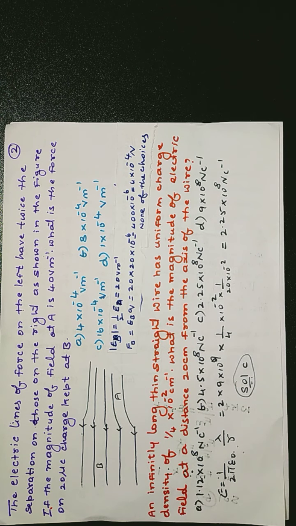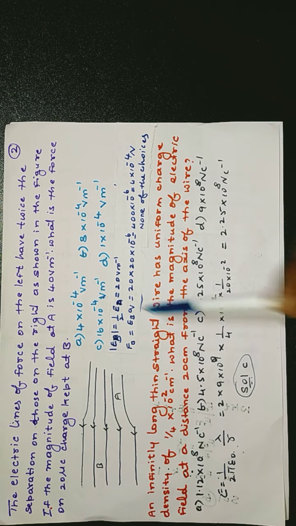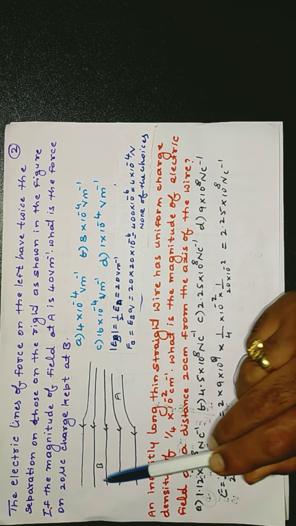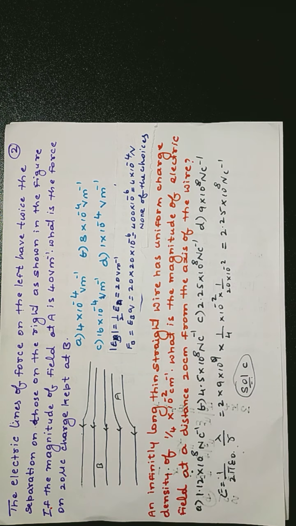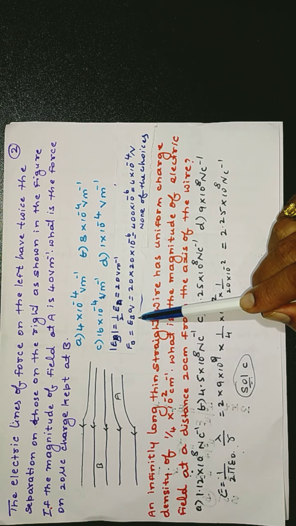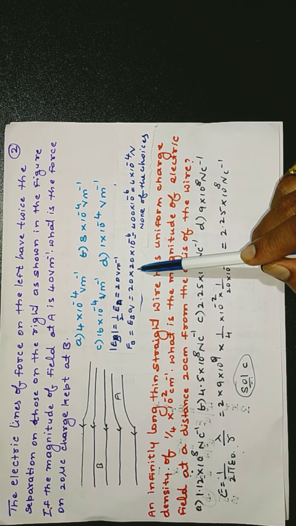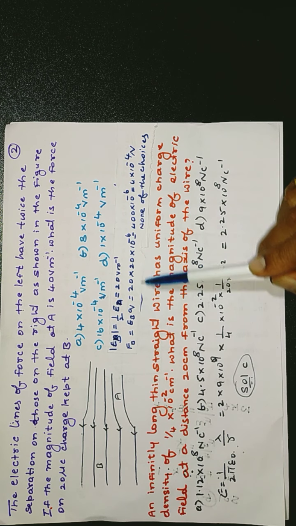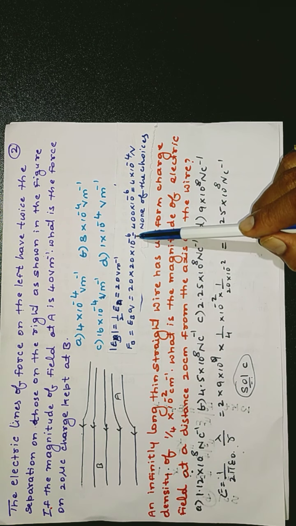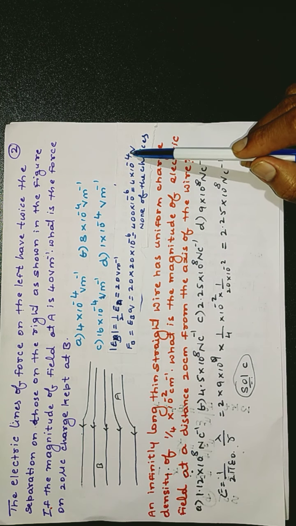Now, from the definition of electric intensity, we know that force is given by electric intensity into charge. So, when a charge of 20 microcoulomb is kept at B, the force experienced by it is the electric field at B multiplied by the charge. 20 volt per meter into the charge, which is 20 microcoulomb. So, it will be 400 into 10 raised to minus 6, or 4 into 10 raised to minus 4.